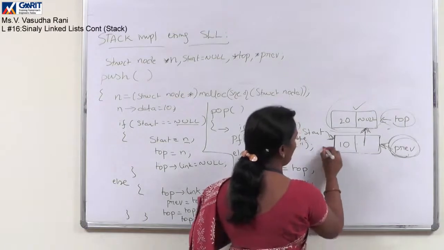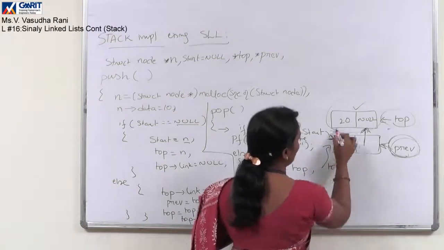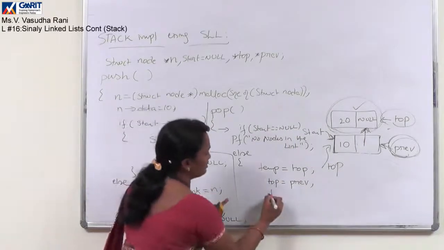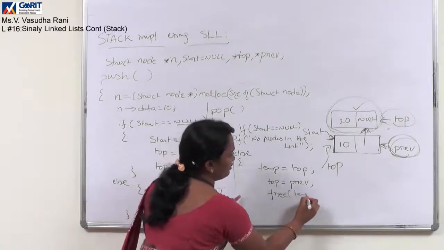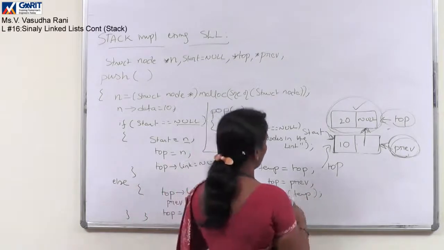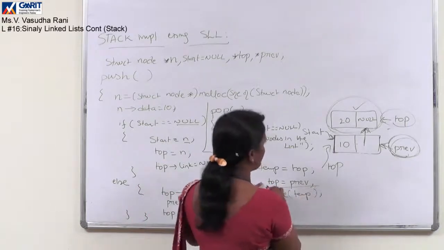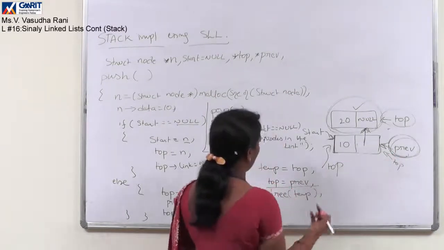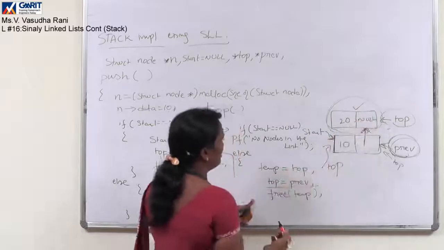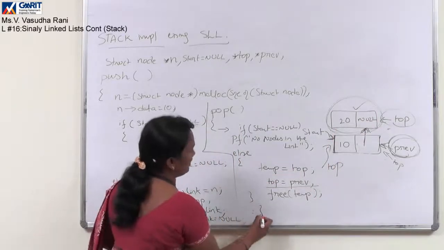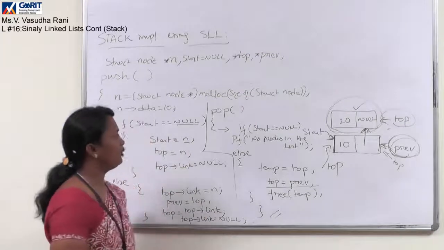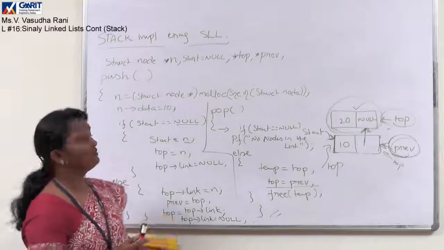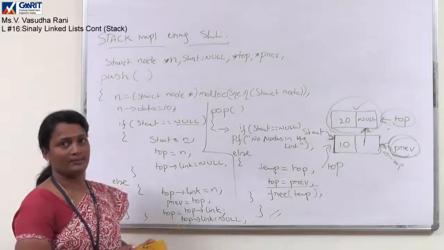So now this particular node is referred to by top, and the old node has to be freed. So you write the statement free of temp. With this one statement, top equal to previous, the previous node has been made the top, and we can free this temp node. So with this we can perform our pop operations in the stack. Like this, a singly linked list can be used for effective implementation of a stack.